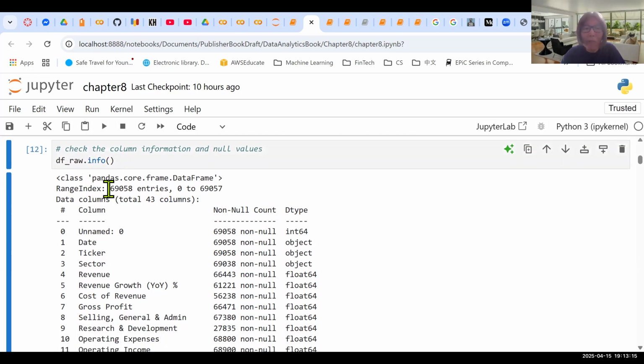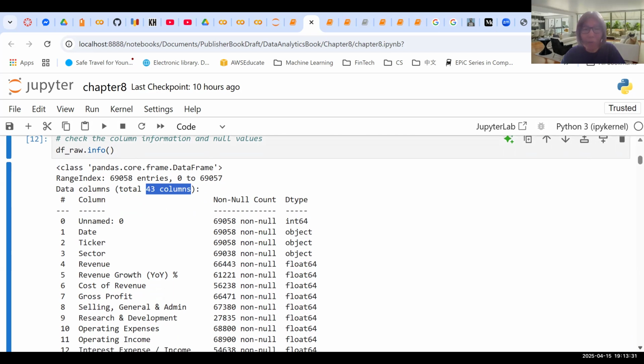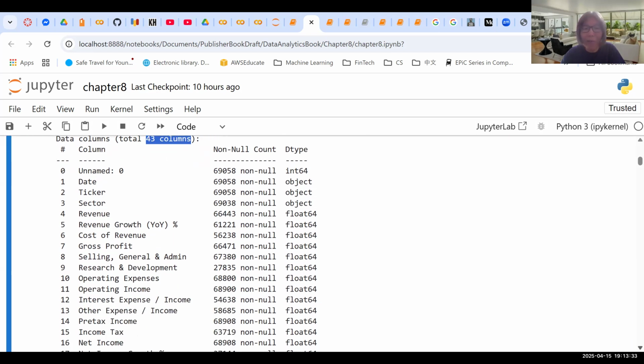If we call it, we can find the total. This data set itself is quite large. It has over 69,000 entries, and the total columns, there are 43 columns. So it's a large data set. Then it lists the column name and the null count, as well as the data type. So we do need to examine this information.